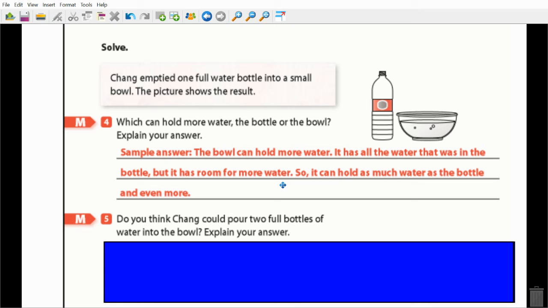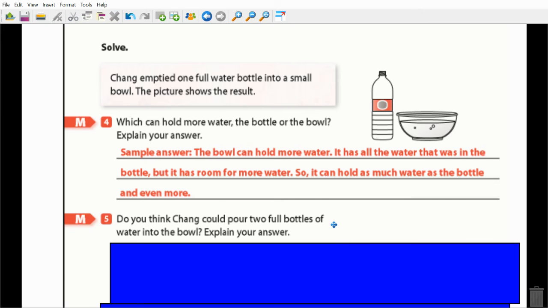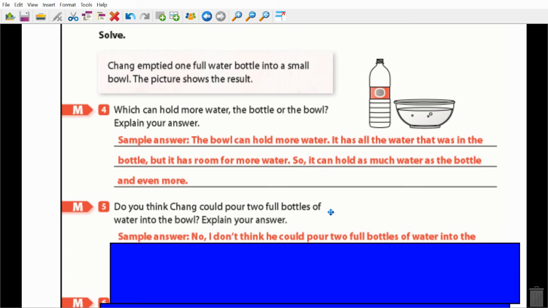Question number 5. Do you think Chang could pour 2 full bottles of water into the bowl? Explain your answer. Well, to fill 2 whole bottles, that would mean that I still have half of my space available. And I don't think she could fit another whole one because this is more than halfway filled up. So for our explanation, we would say, no, I don't think she could pour 2 full bottles of water into the bowl. The bowl can hold more than 1 bottle, but it looks like it is more than half full. So another bottle of water would be too much. All right, question 6.